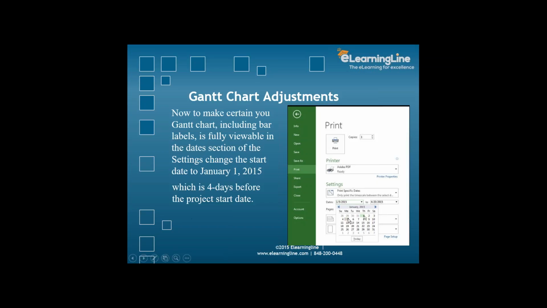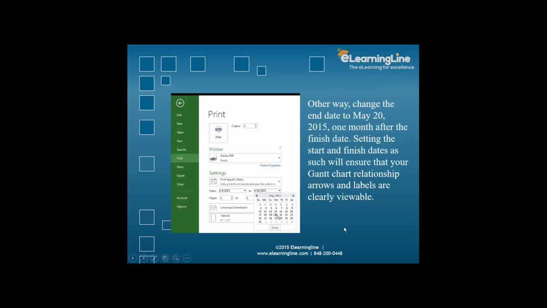As you see here, we are setting up the timeline over here. Now, the other thing is to change the end date to May 20th, 2015, 1 month after the finish date. Setting the start and the finish date as such will ensure that your Gantt chart relationship arrows and the labels are clearly viewable. The reason why we are making sure that all our dates are correct is because when we look at the final report, we want to make sure that all the dates listed make sense. And that is only possible if we know all the dates and we have reviewed them, spent time on it, then only will we be able to know.